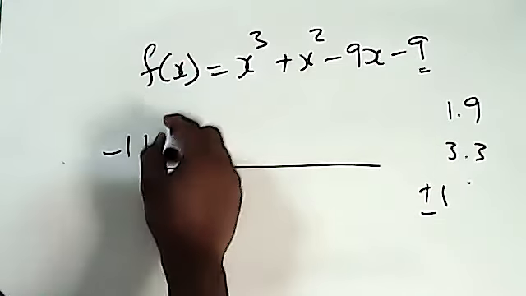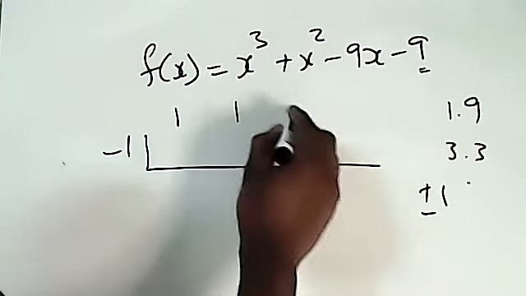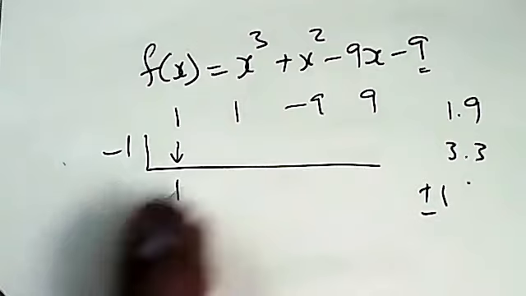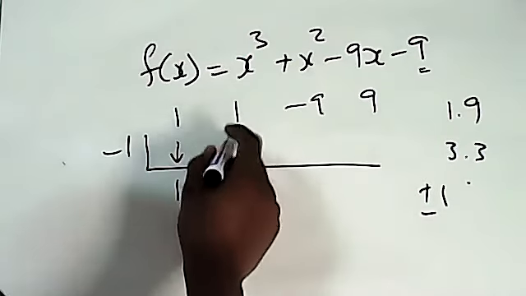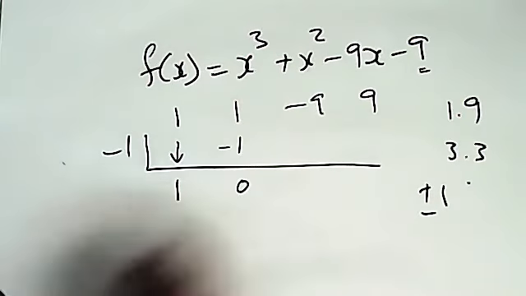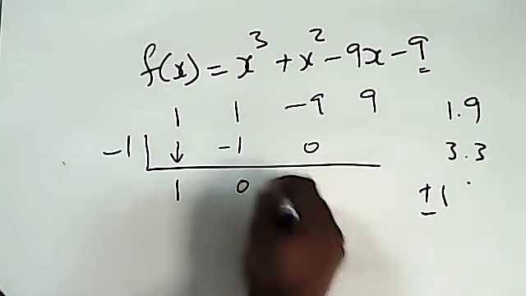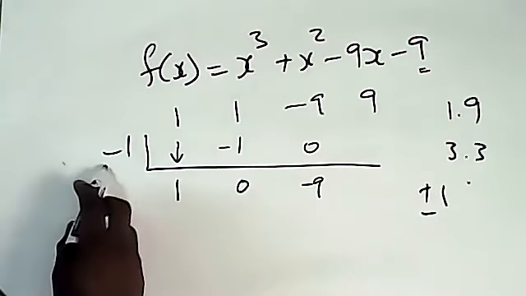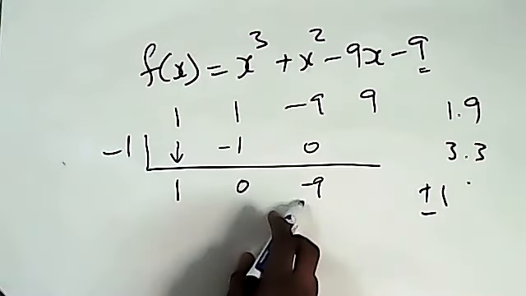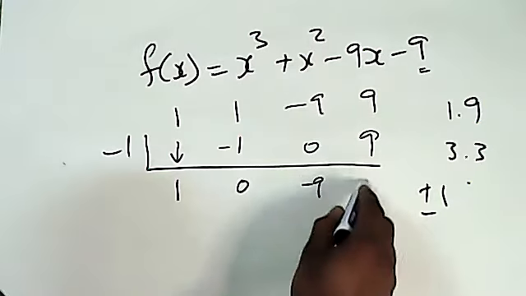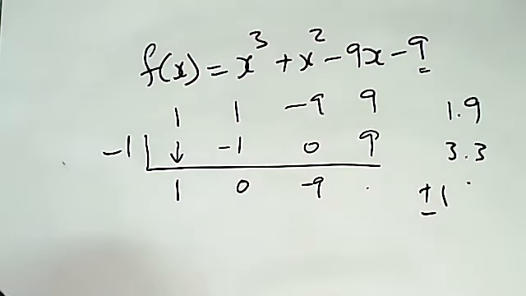So we put the coefficients, it's 1, it's 1, it's negative 9 and 9, right? Those are the factors, the coefficients. So you always drop the first one, which is 1. So negative 1 multiplied by 1, that is negative 1. 1 minus 1, that is 0. Negative 1 multiplied by 0 is 0. Negative 9 plus 0 is negative 9. Negative 1 plus negative 9, that is 9. So that 9 plus 9 will give us 18, it won't give us 0. So it's not the correct one, right?